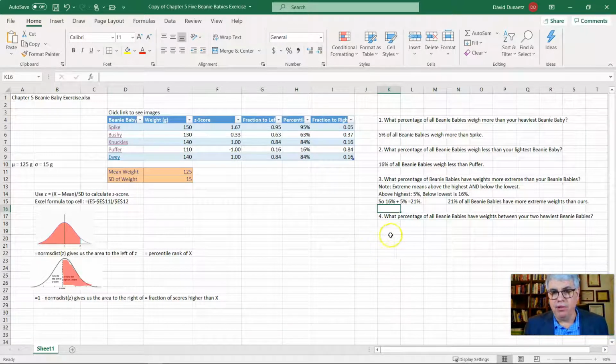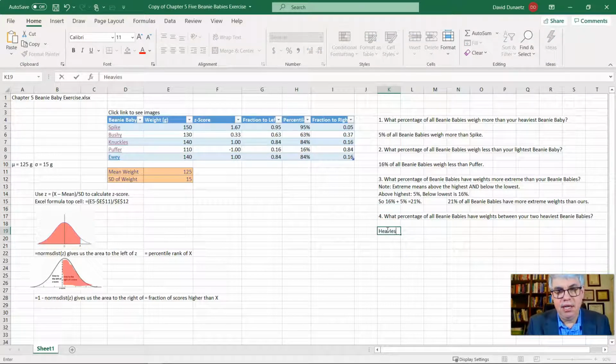Okay. Now, what percentage of all Beanie Babies have weights between your two heaviest Beanie Babies? Okay, so we've got heaviest equals Spike, and we've got 5% above. Next heaviest equals Knuckles the pig, and Knuckles has the fraction to the right. It'll be 16%.